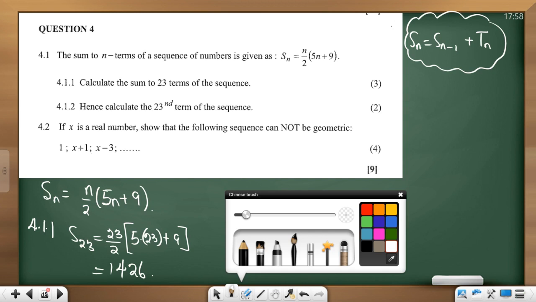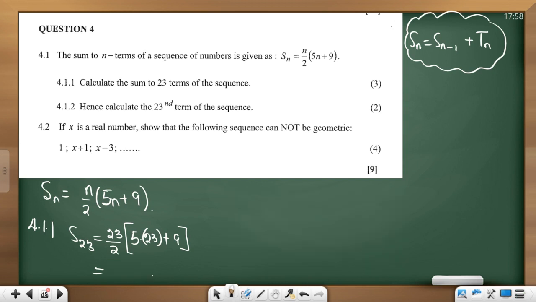However, an examiner always wants people to simplify sometimes, but you can just go straight. You got 1426, but if you simplify that, let's see quickly. 5 times 23 would give you 115 plus 9, that will give you 124. And that will then give you 1426.